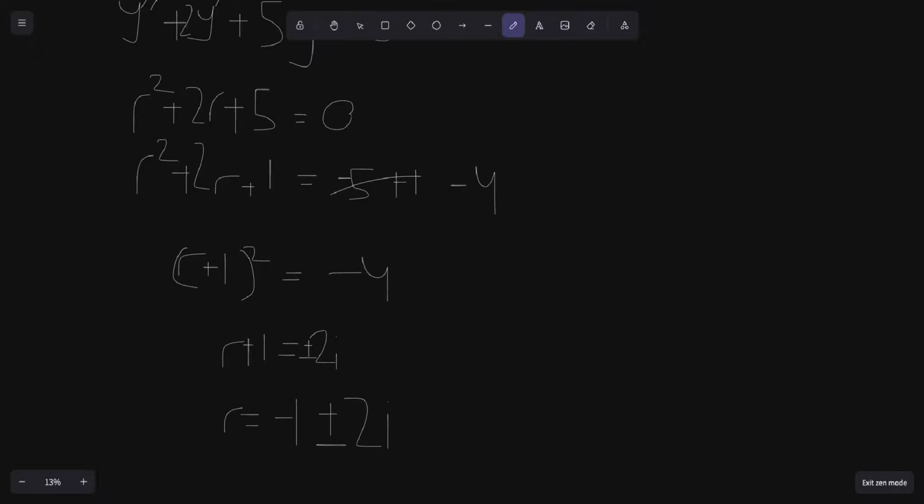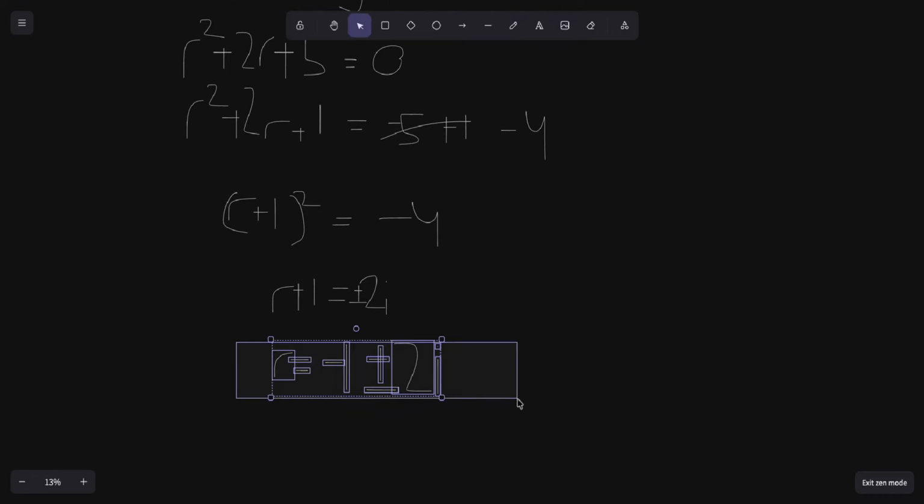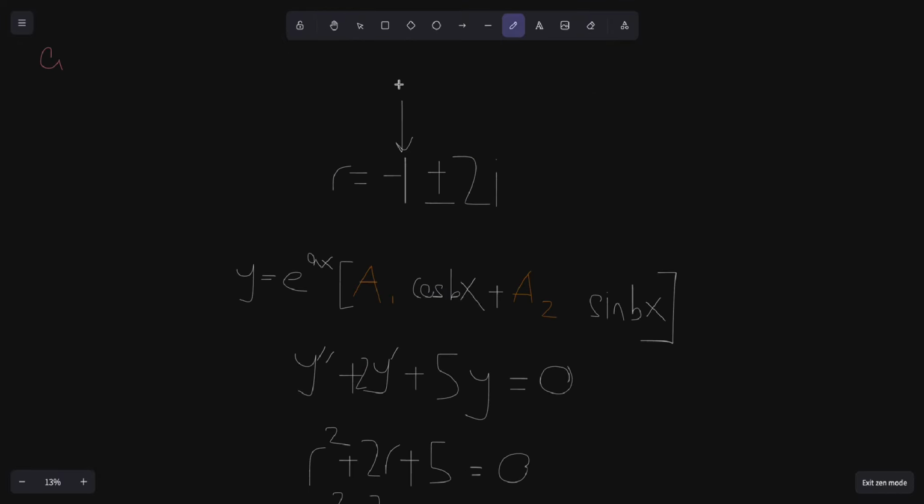And so what do we have to do now? We just have to plug this all the way back into our equation. And guess what? It's right up here. So let me actually move this all the way up here. It's actually very, very simple to do. We have to let a be equal to -1. So this is just y is equal to e to the negative x, times the first constant A1 times cosine of Bx. And remember, b is right over here. This represents b. So this is going to be cosine of 2x plus the second constant, A2, times sine of 2x. And then we're just going to be done. This is the solution.